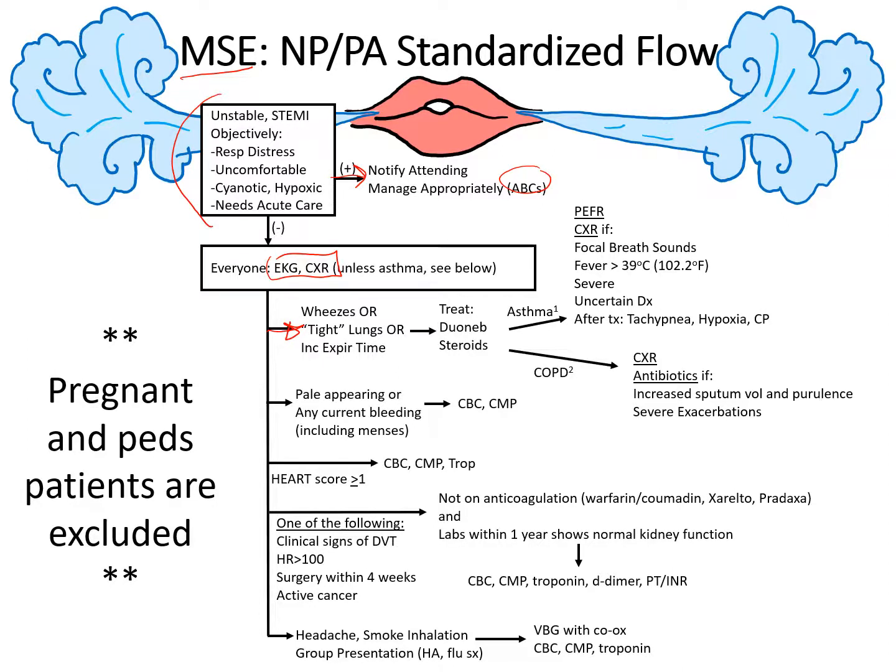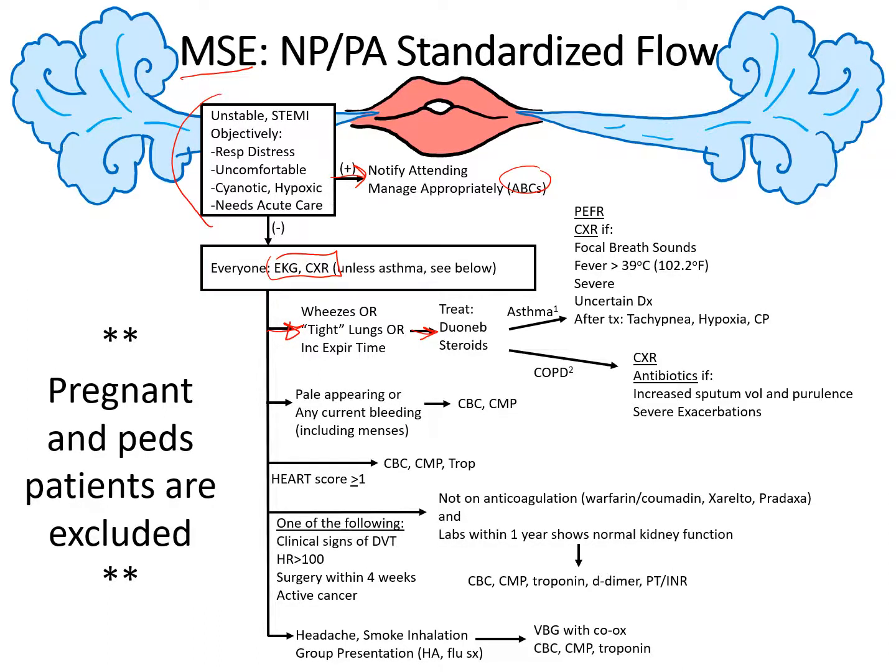In any case, if I do not hear wheezes because of poor air movement, typically I give a breathing treatment and reassess their lungs to see if they opened up at all. The standard treatment for COPD or asthma exacerbation is DuoNeb and a steroid. Magnesium has questionable efficacy and is typically used in more severe exacerbations, therefore not included in the MSE flow, but you'll see it on the comprehensive algorithm.